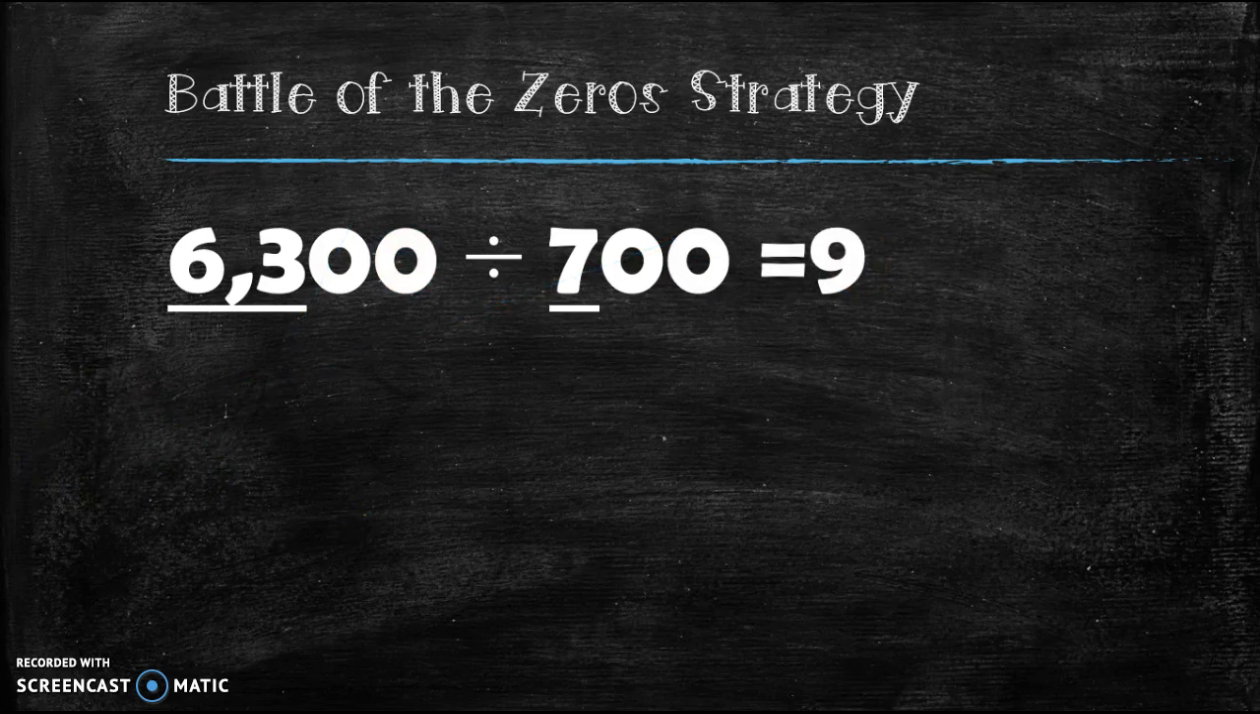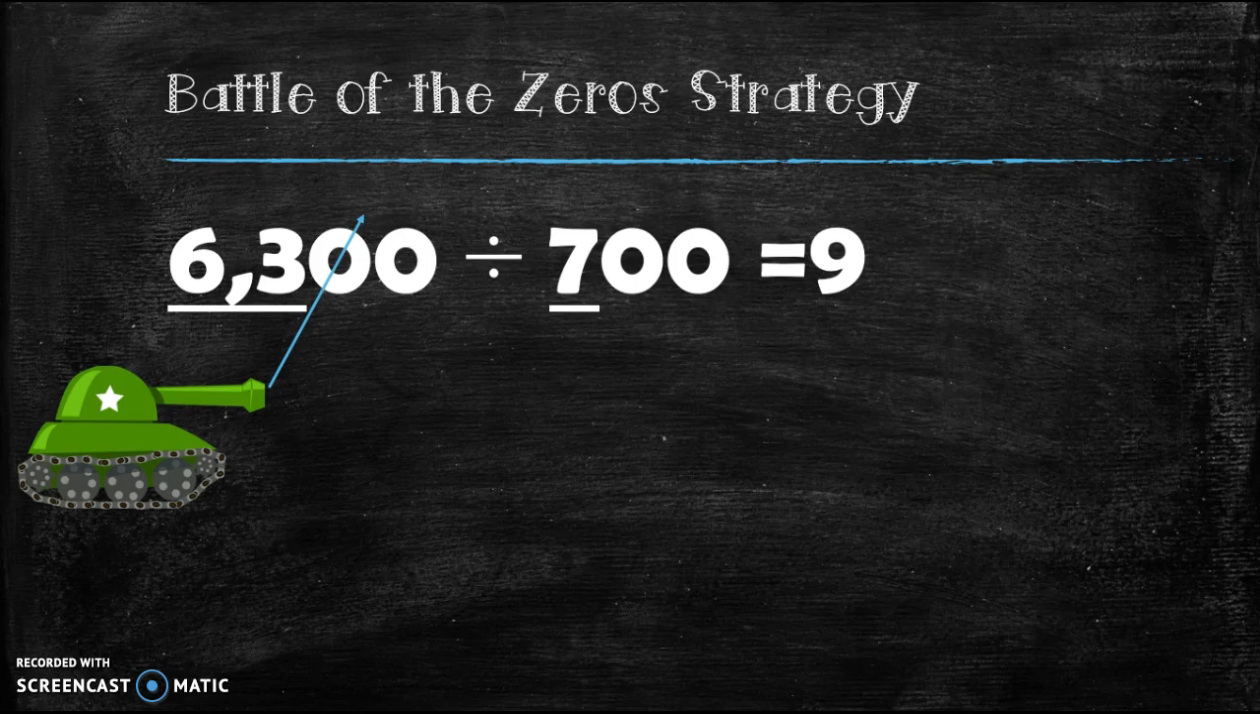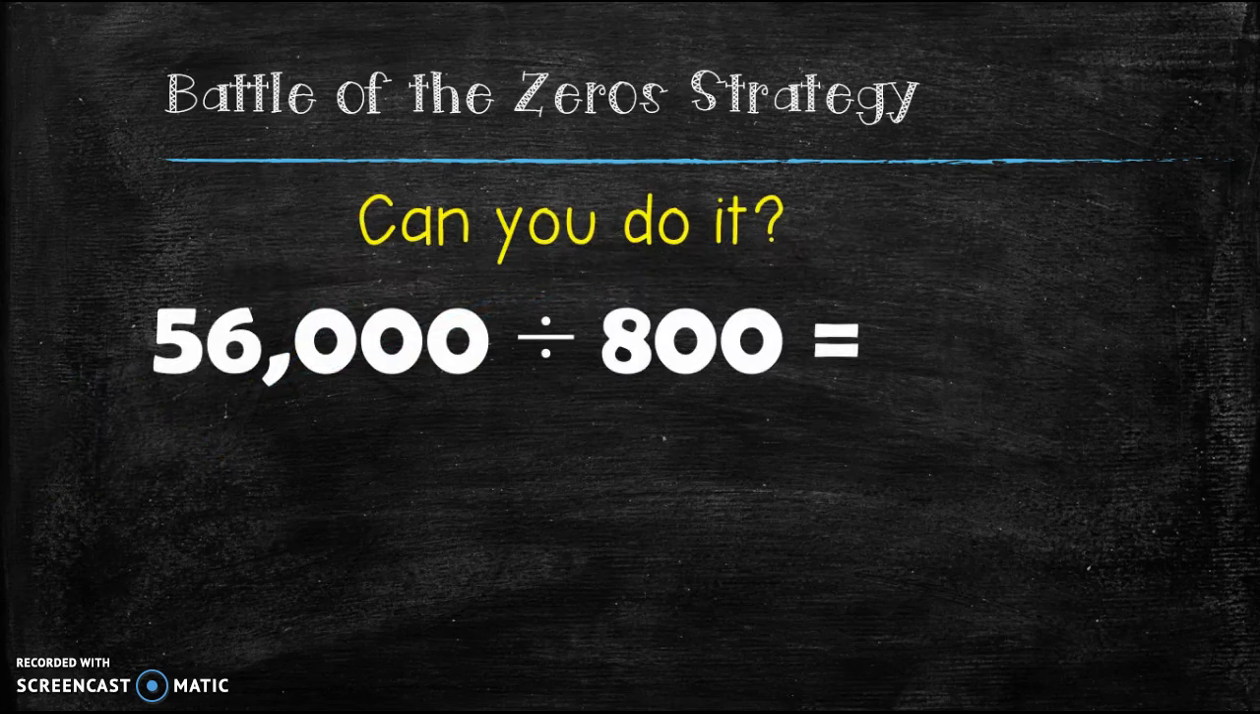Let's try another one. 6,300 divided by 700. Well, we already know by underlining the non-zero digits that 63 divided by 7 is 9. So it's time to battle. So here we're going to cross off 1 on the left side of the division sign, and 1 on the right, then 1 on the left, and 1 on the right. So do we have any zeros left? No, so our answer to 6,300 divided by 700 is 9.